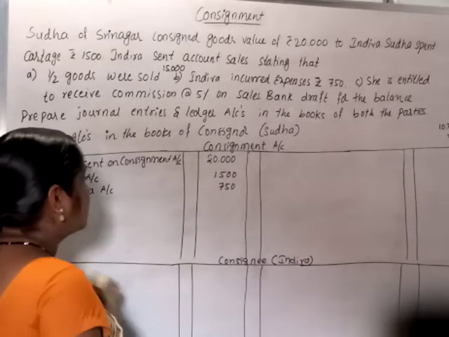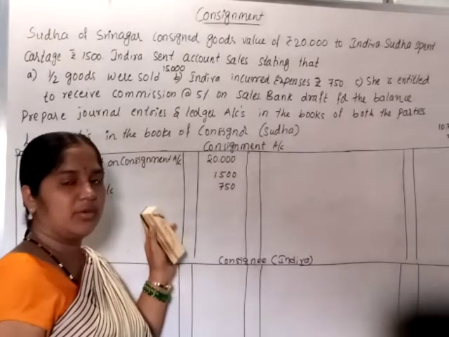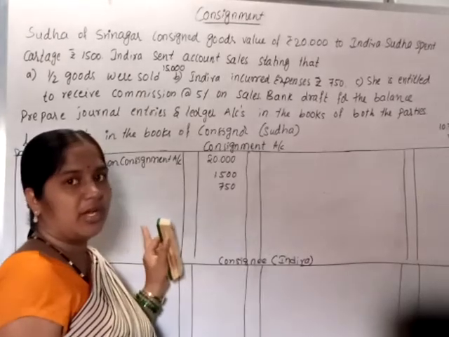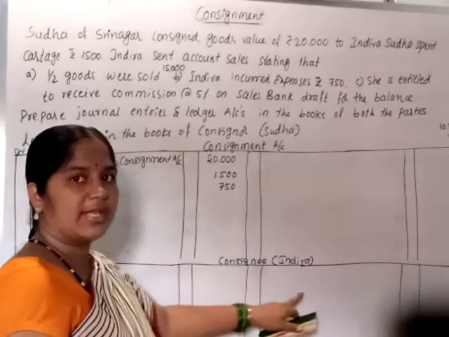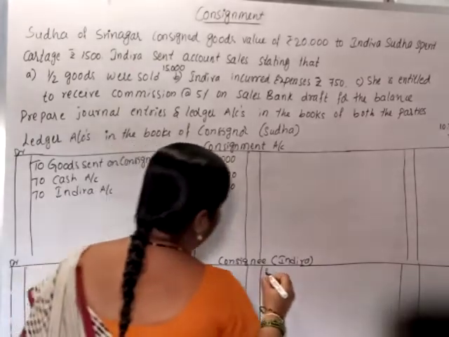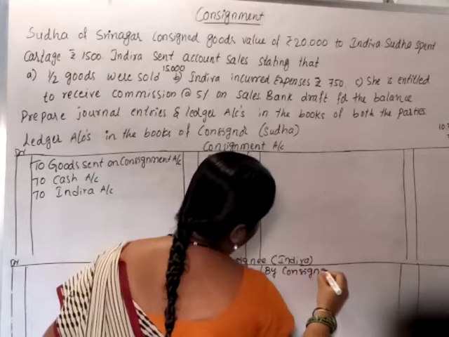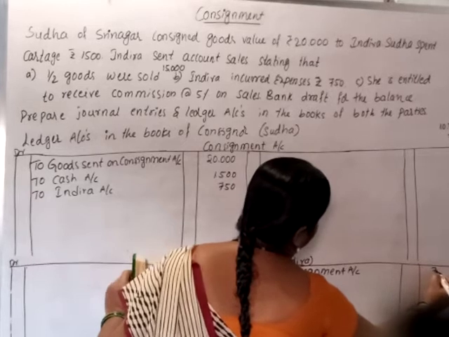Okay. Now see the journal entry for this one. Consignment account debit to Indira account we recorded. Is it right? In this journal entry, Indira account is credited. So we have Indira account. So in Indira account, credit side, write down by consignment account. So 750 rupees.